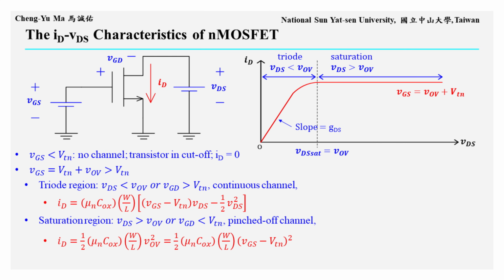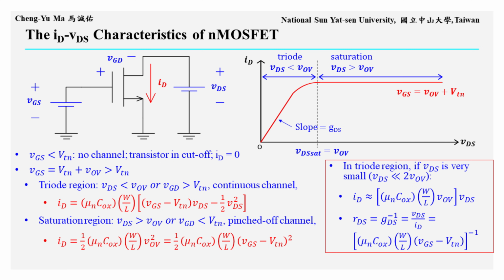When VDS is greater than VOV or VGD is less than VTN, the inversion charge near the drain is pinched off and the device enters saturation. In saturation, ID equals 1/2 mu n C oxide W over L times the square of VGS minus VTN.